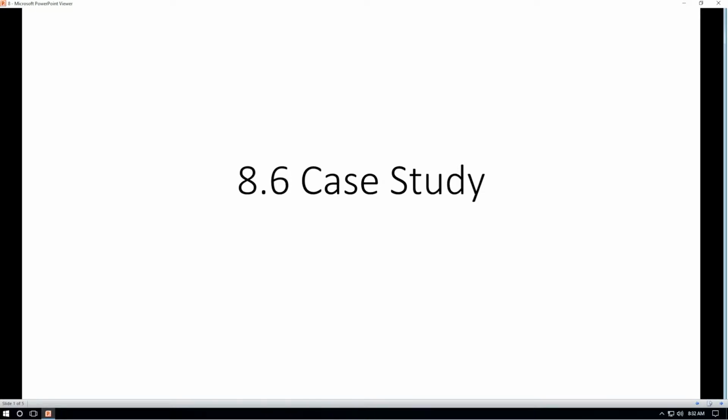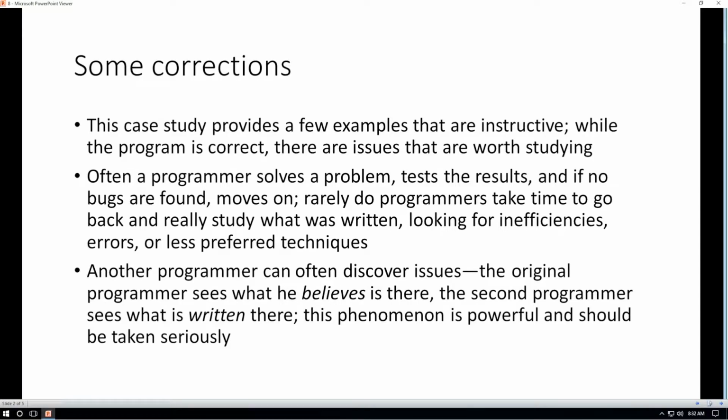In this section, we're going to discuss a case study finding points or pairs on an XY plane. The problem itself is somewhat instructive and interesting, but what I found upon reviewing it was something even more interesting, at least to me. The idea is that one programmer can write a solution to a problem and even test to make sure it's correct, only to miss some very obvious problems.